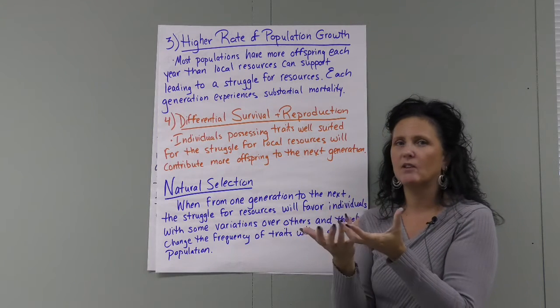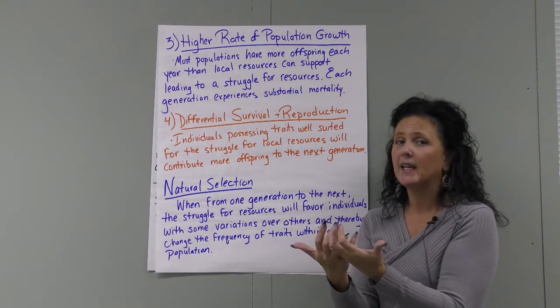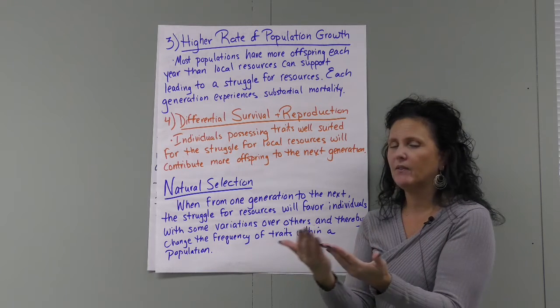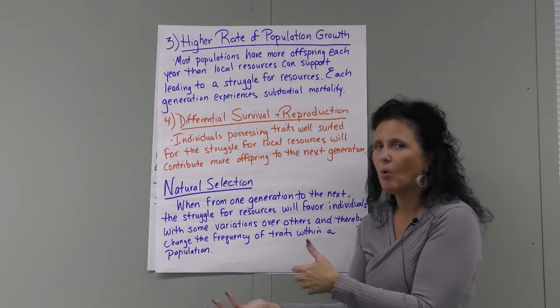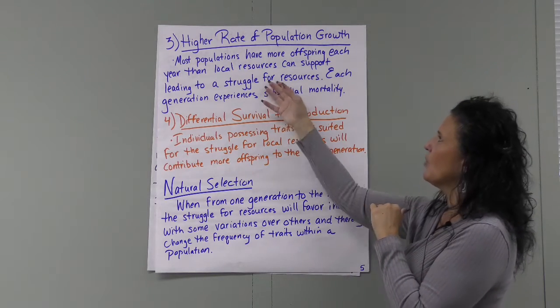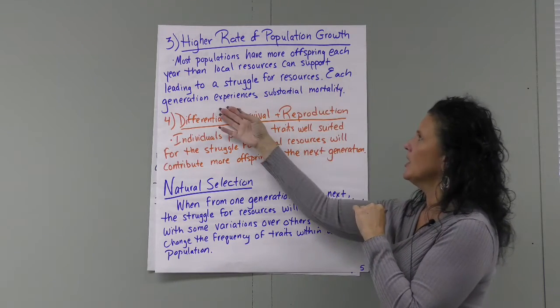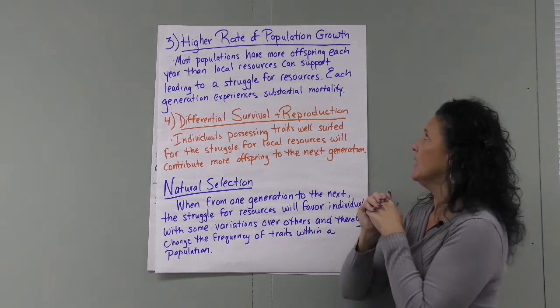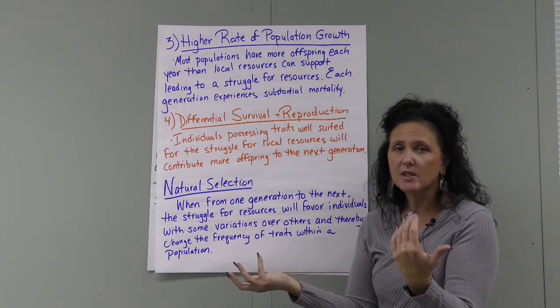So that's one of the things that you learn, supply and demand. We only have enough offspring that we have resources to feed them. If we have more, they're not going to survive, right? So leading to a struggle for resources. Each generation experiences substantial mortality, right? They die if there's no resources, right?